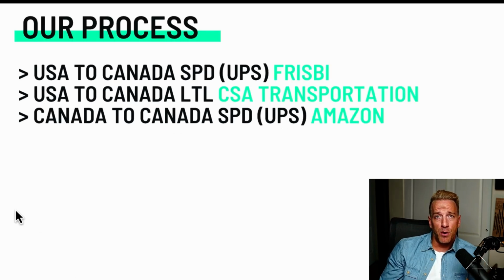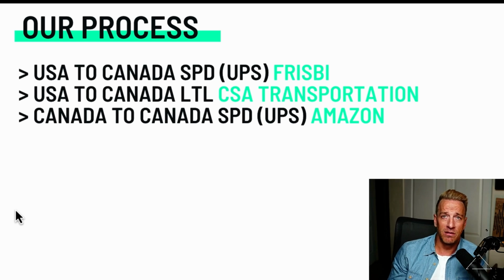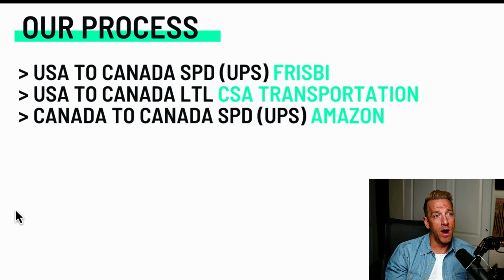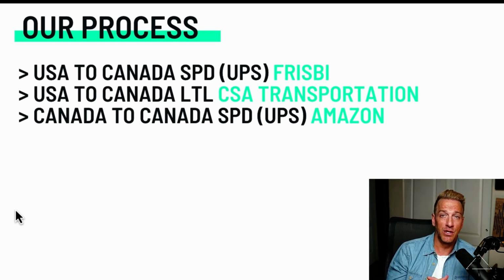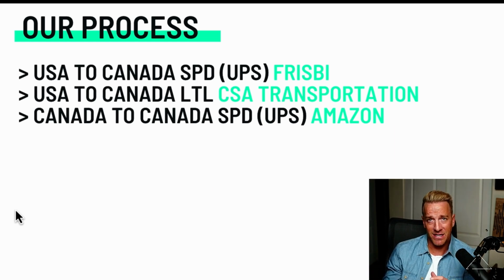So our personal process, and again, we're going to get into this more in the logistics video, is that we actually ship our Canadian FBA product from our US inventory. There's a bunch of ways that we do that. One is if it's just single boxes or master cartons, we ship via UPS. You can set up your own UPS account and do this, but we use our partner Frisbee for this.